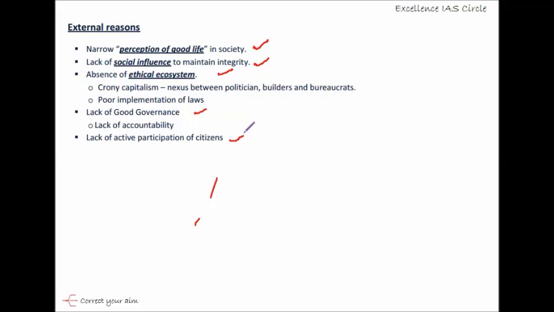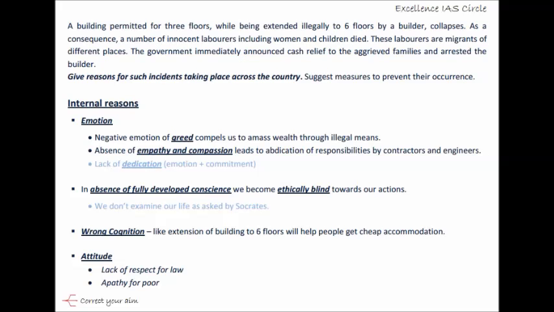Let's come down to the application of this. Let me quickly show you how to apply this framework in the questions. Let's come to this question that we have seen previously. The question was, a building permitted for 3 floors, while being extended illegally to 6 floors by a builder, collapses. As a consequence, a number of innocent laborers, including women and children, died. These laborers are migrants from different places.